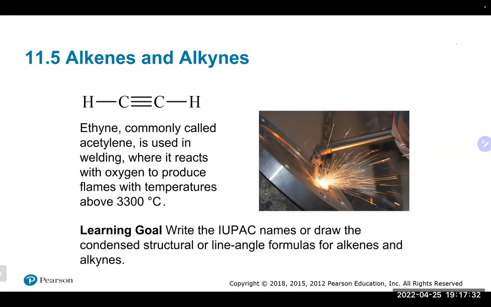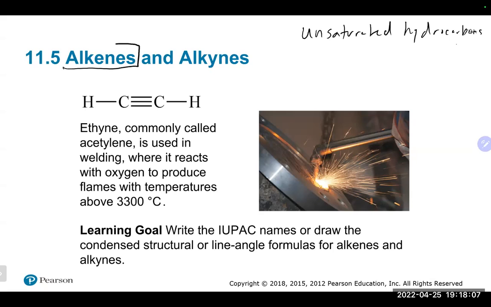So we're going to talk about alkenes and alkynes, and these are what are referred to as unsaturated hydrocarbons. If you remember, saturated hydrocarbons are basically compounds that have the maximum number of hydrogens per carbon, which means they're all single bonded. So unsaturated hydrocarbons means there's at least a double bond, maybe a triple bond. You really don't have the maximum number of hydrogens possible.